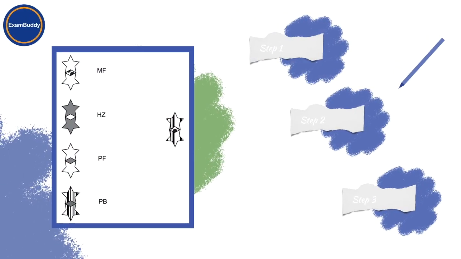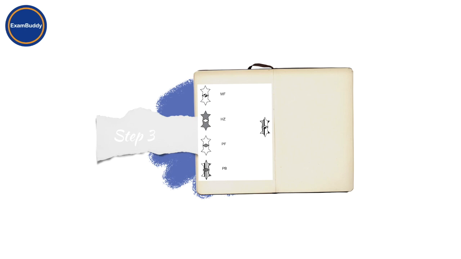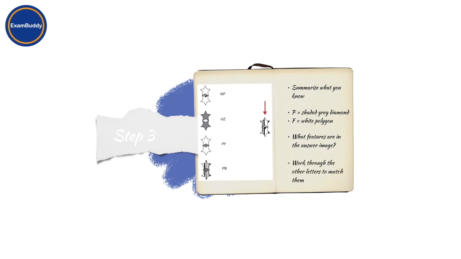Now we move on to step 3. Summarise what you know already. We already know P represents a shaded grey diamond and F represents a white polygon. So we've narrowed down what the rest of the letters can mean. Now let's look at the answer image, shown here on the right. We have to see what features are in the image and then work through the other letters now that we've narrowed our potential answers in order to find what they might represent in the image.